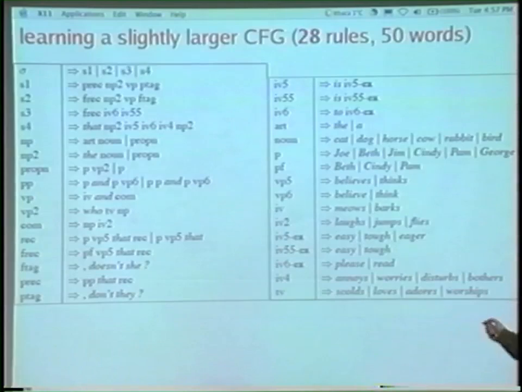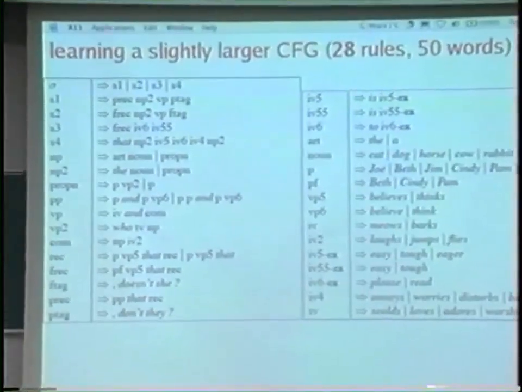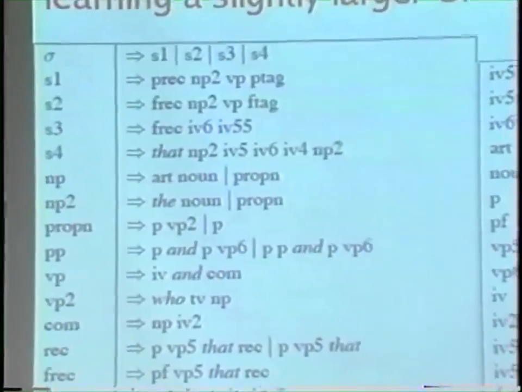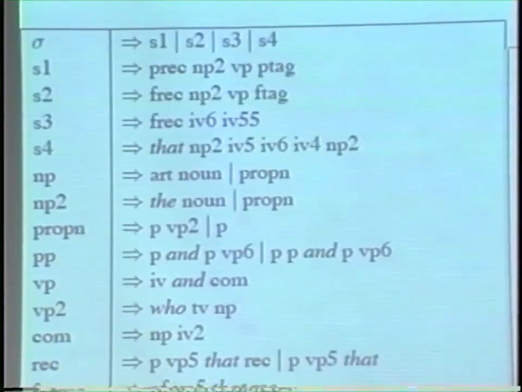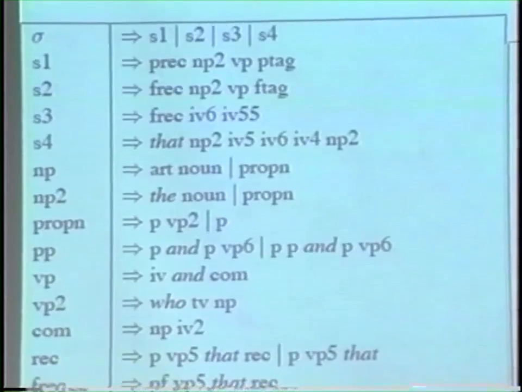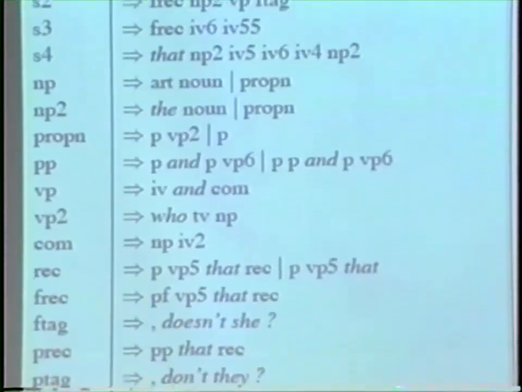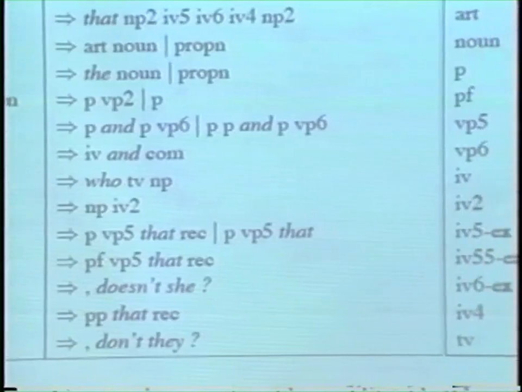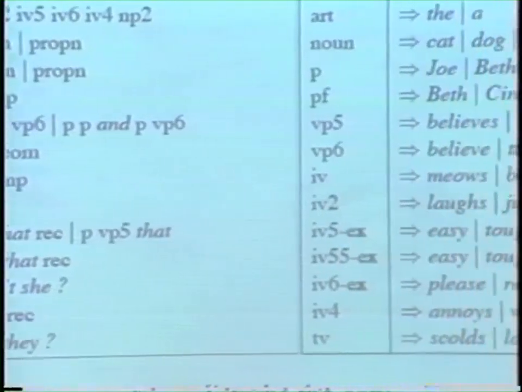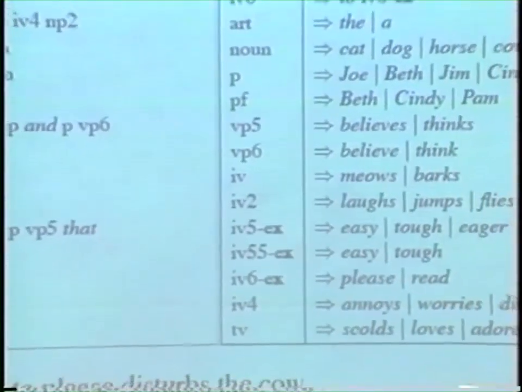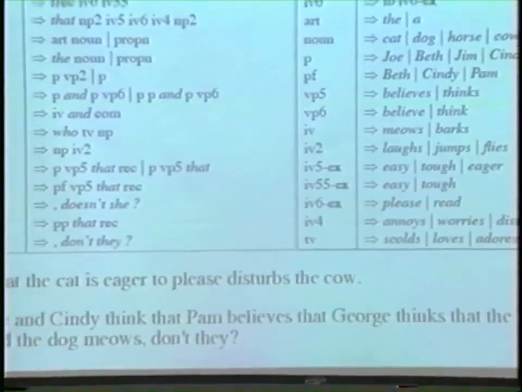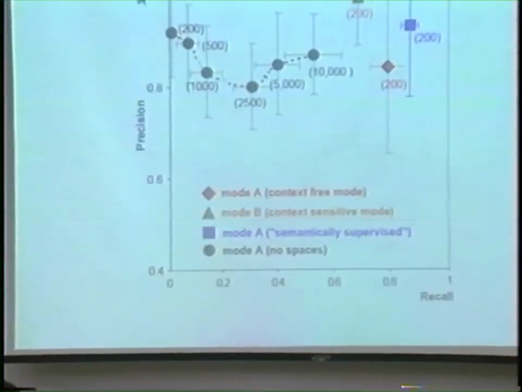So this is the grammar that produces those silly sentences about the horse living very far away and Beth not believing that the horse is actually doing that. You see the entire grammar here, it's 28 rules, 50 terminals, and this is one possible sentence: the cat is eager to please, disturbs the cow, and Joe and Cindy think that Pam believes that George thinks that the rabbit barks and the dog meows, don't they? It's of course a nice agreement between don't they and Joe and Cindy.